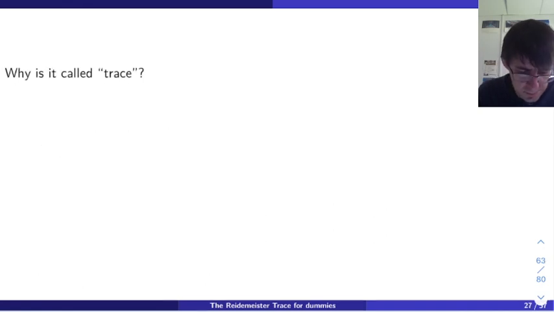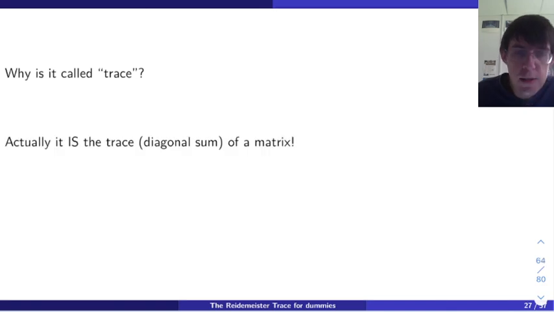All right. So in my remaining 10 minutes or so, I want to talk about why the Reidemeister trace is called a trace. Actually, it is the trace of a matrix, and I want to show you how that works. The trace, remember, is just you add up the diagonal entries in a matrix.